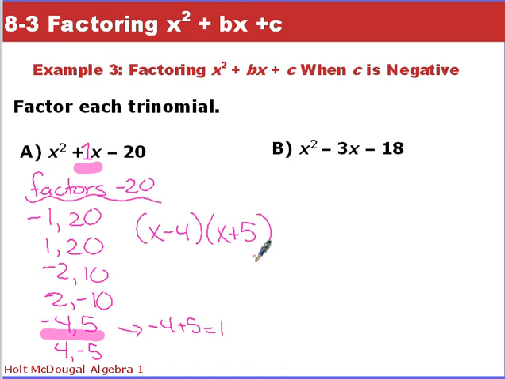It's going to give us x squared plus 5x minus 4x minus 20. We'll just simplify to that. Positive 1x in the middle.